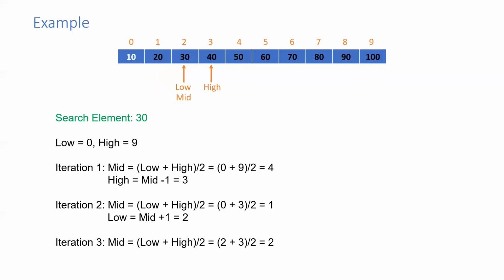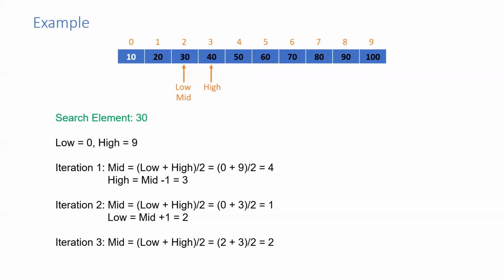Once we evaluate the mid, we will compare the search element with the value present in the index pointed to by the mid. So it is 2. What is the value at second index? It is 30. Our search element is also 30. Is 30 equal to 30? True. Then we can conclude that the element is found at the location pointed to by the mid variable. So that is how we are going to find the element.